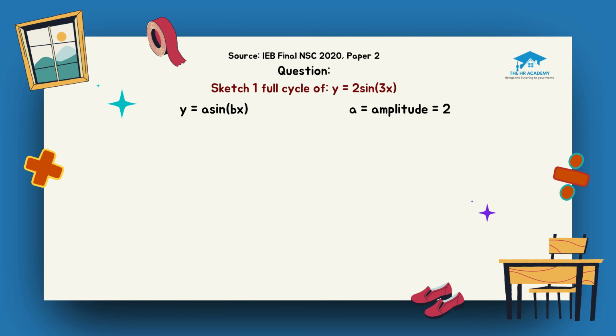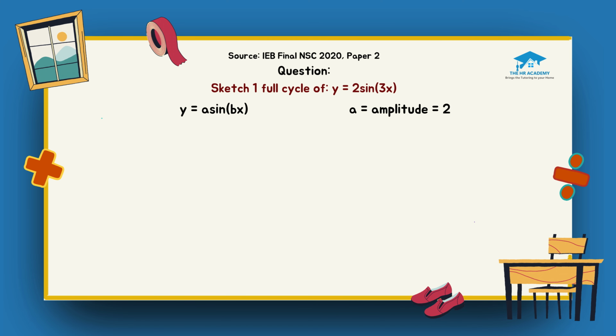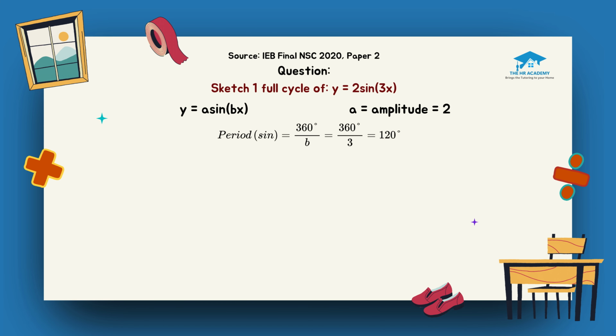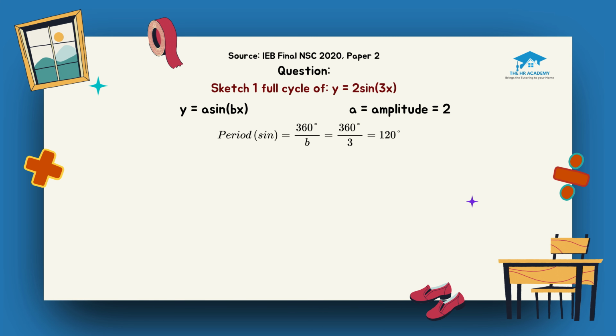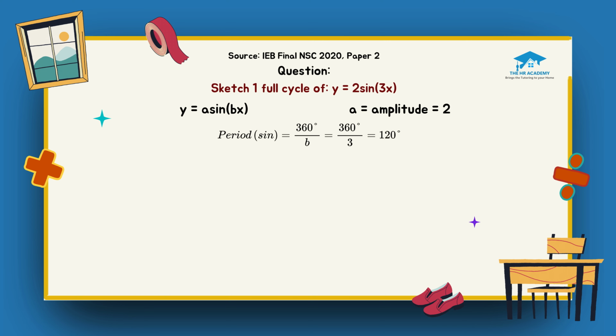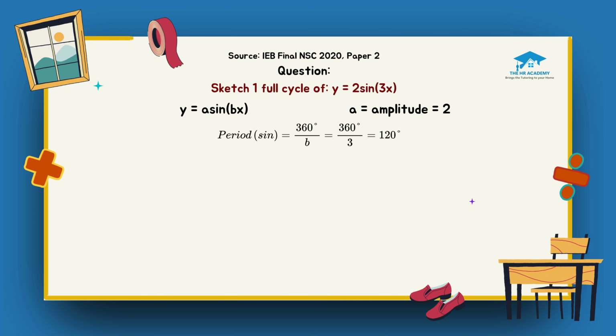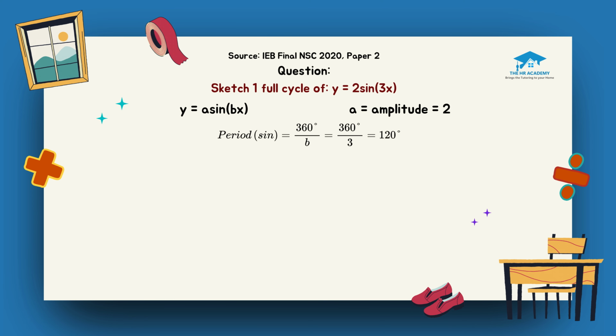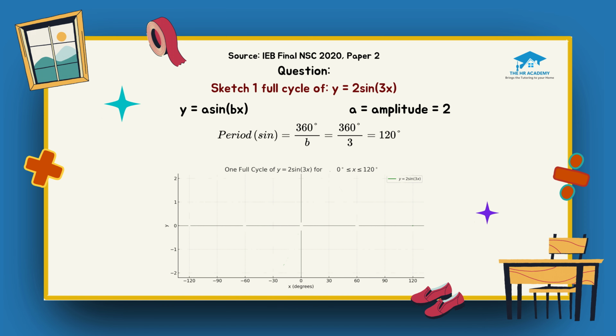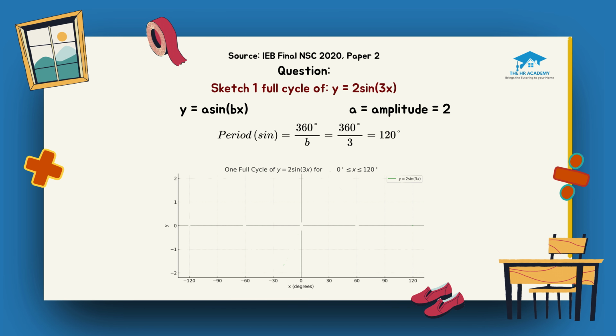Tip. Think of amplitude as how loud the sine wave is screaming. In this case, it's got a megaphone. For the period, we use the formula 360 degrees over b. In this case, b is equal to 3. Therefore, the period is 360 degrees over 3, which gives us 120 degrees. So this function squeezes the entire sine wave into just 120 degrees.